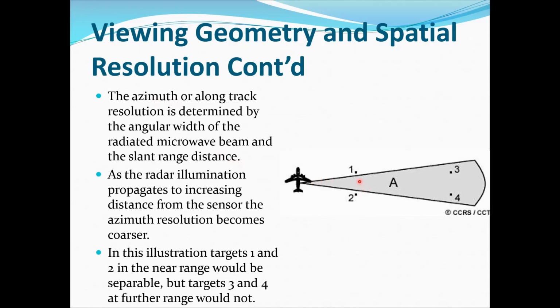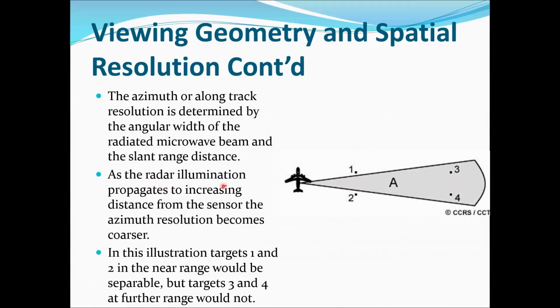Okay, so for azimuth resolution, for 1 and 2 to be differentiated, the beam width, you can see here, should be smaller than the separation distance. That means 1 and 2 will be separated, but 3 and 4 will not be separated because the beam width is engulfing both. So what does it mean? We always want to generate a smaller beam. But also what is showing us here is that the objects that are closer to the plane will experience a higher resolution in the azimuth than those that are farther away. That's another thing that we learn from here.